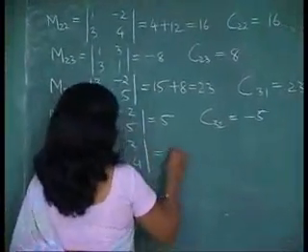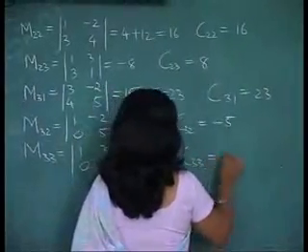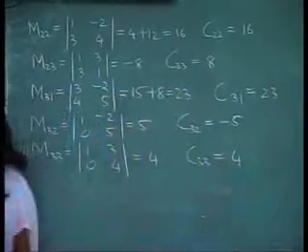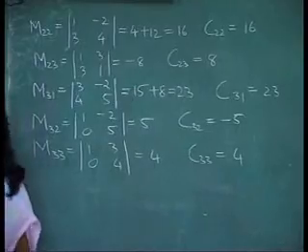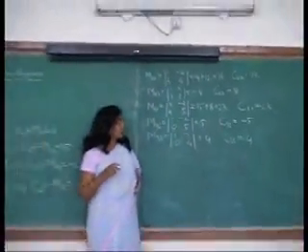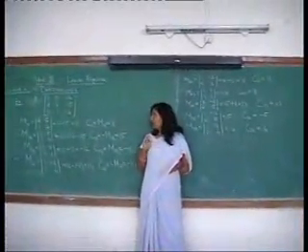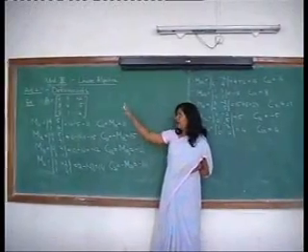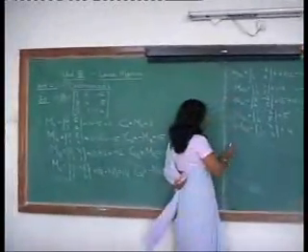You get 4 minus 0, that's 4. C33 will be equal to 4. So this is how we get the minors and the cofactors of all the elements of the matrix. Now here's a very interesting observation. Let me first write down the elements of this matrix.